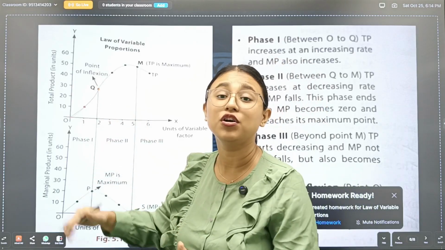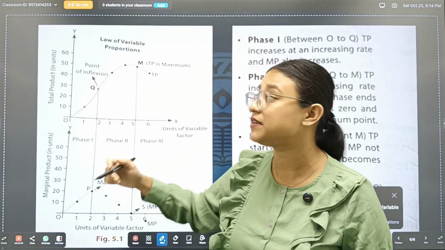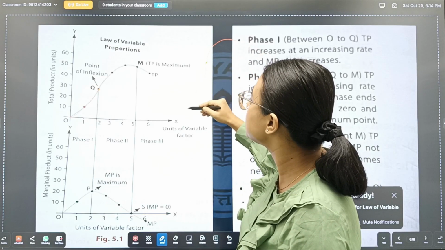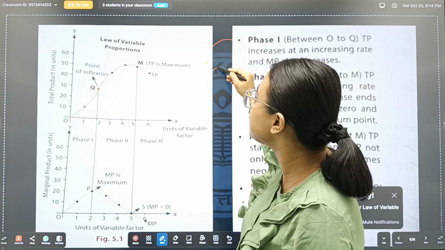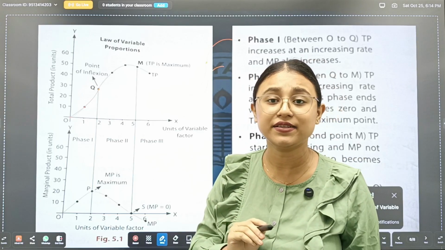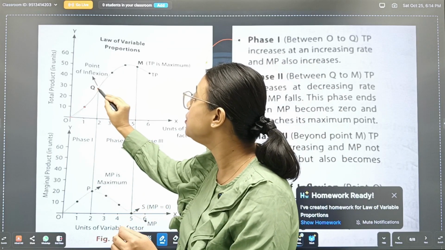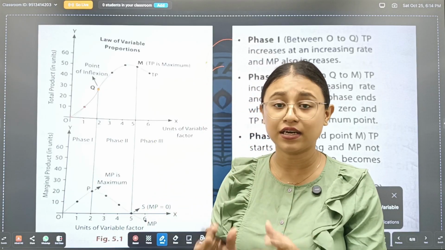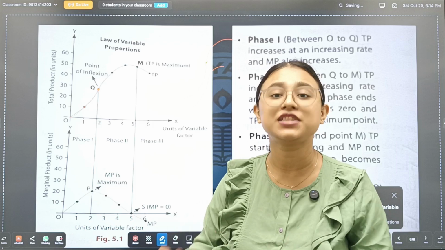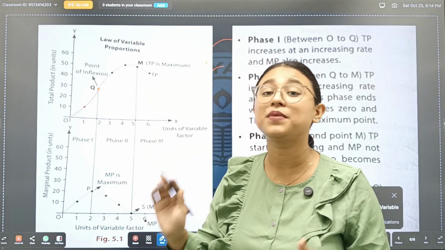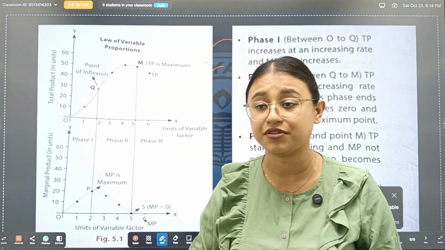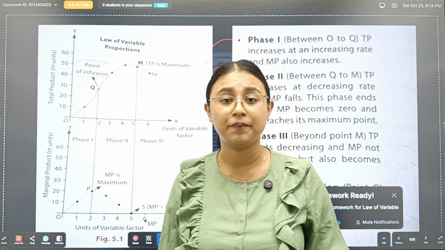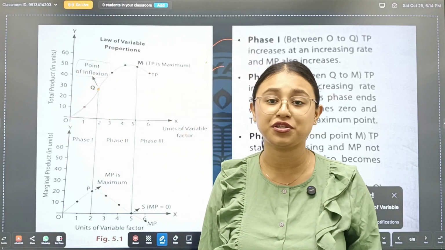After point Q, total product is increasing at a decreasing rate. Therefore, the curvature of total product has changed. First it is increasing at an increasing rate, then it is increasing at a decreasing rate. That means at point Q the curvature of the total product has changed. And the point where the curvature of total product changes, we call the point of inflection. Understood? It is also said to be the point of inflection.